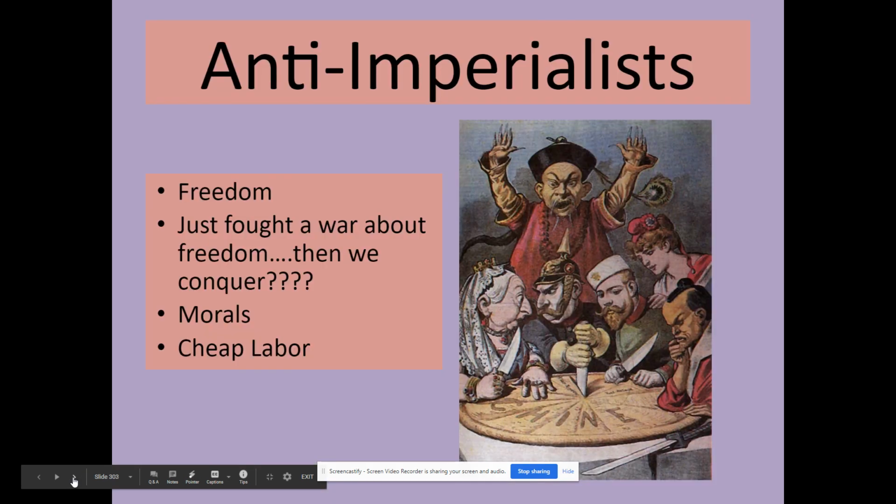Basically, the Philippines: do we keep or let them go? And the anti-imperialists say, no, we just won this war fighting for freedom, and now we're just going to conquer the Philippines? This is immoral. Other people were prejudiced. They're like, if we invite the Philippines to be part of our country, many of the Filipino people are going to come to the United States, and that's going to be a lot of cheap labor, and that's going to compete with the people already here, and they're going to lose jobs. It's going to bring salaries down. So no, we can't do this.